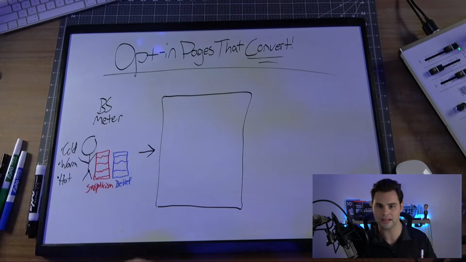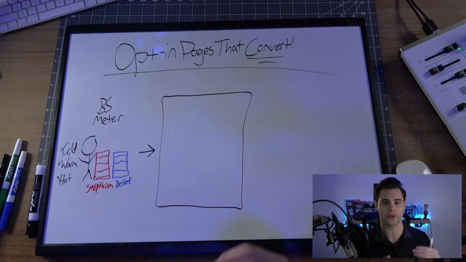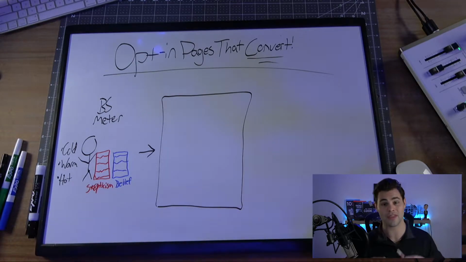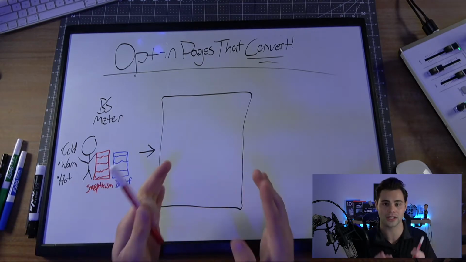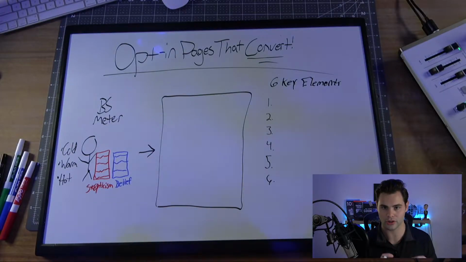And they're not really that skeptical of getting scammed or anything like that. Their belief outweighs the skepticism, and that is the most important part of actually getting an opt-in. Okay, so now that you understand what the BS meter is, we need to go over the 6 key elements that you need to have on your opt-in page in order to make it convert really, really well.